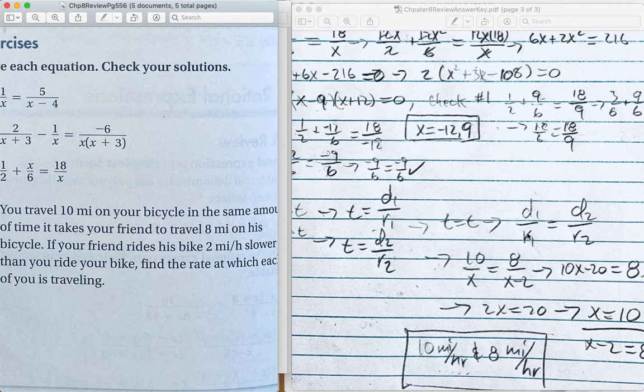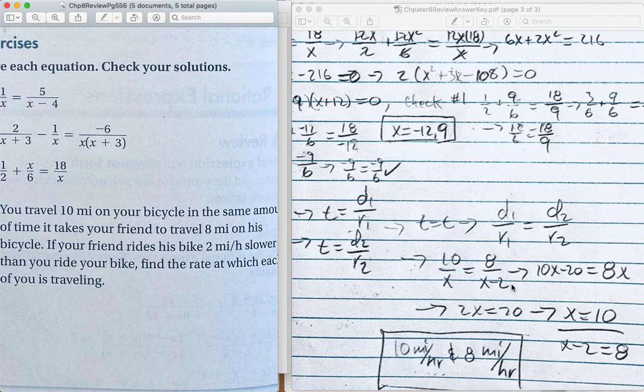We are looking for rate. We don't know what R is. We do know that one is going to be 2 miles less than the other. So we can call R1 x, and we can call R2 x minus 2 because it's 2 miles slower. We know that you travel 10 miles in that rate, and the other person traveled 8 miles at that rate. So we have 10 over x equals 8 over x minus 2.